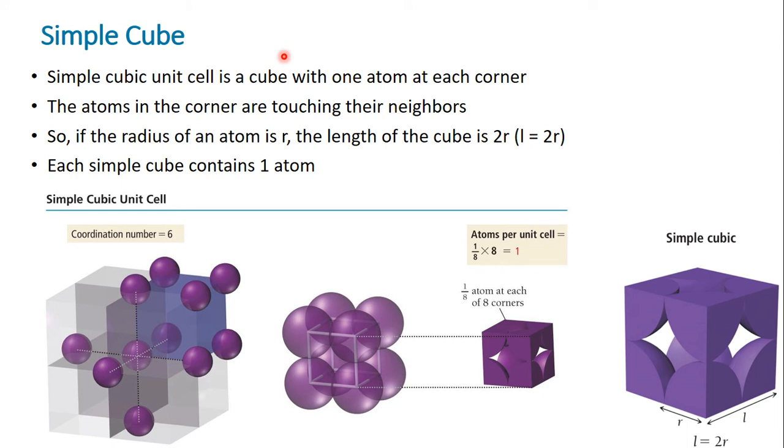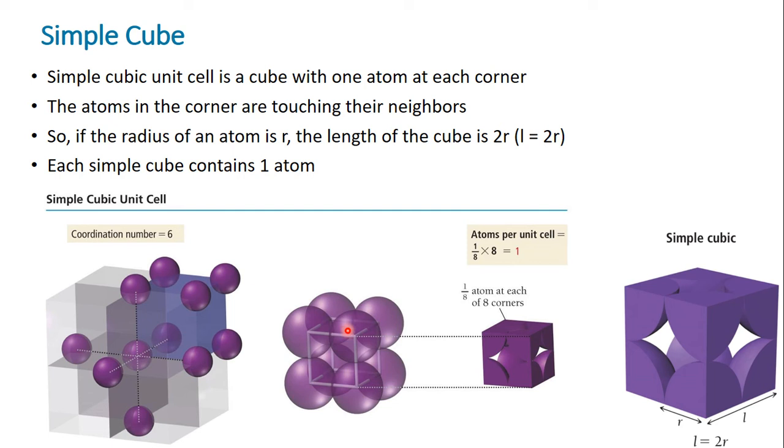And we're going to start with the simple cube. In the simple cube, we have a cube, and at each corner, we have an atom. And these atoms are touching their neighbors right along the edge. So each atom goes halfway across the box. So if the radius of the atom is r, the length of our cube equals 2r.